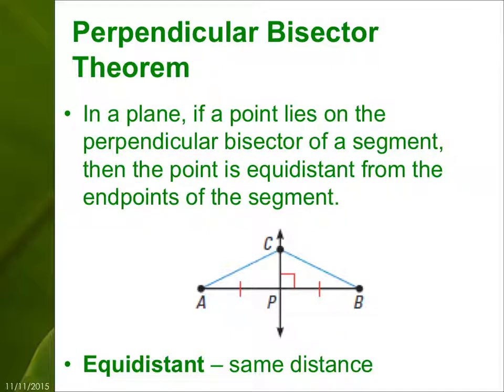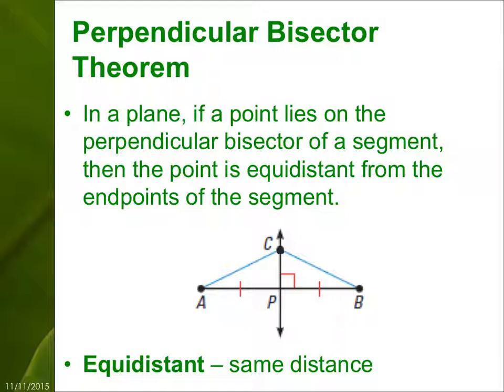Next, we'll see what the perpendicular bisector theorem states. And this states that in a plane, if a point lies on the perpendicular bisector of a segment, then the point is equidistant from the endpoints of the segments. And equidistance means the same distance.